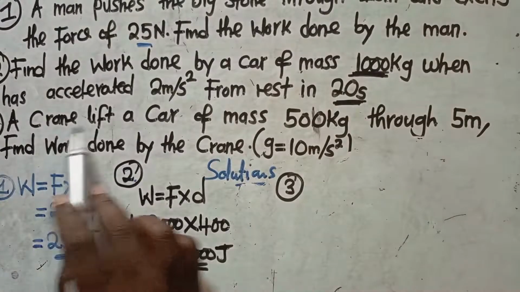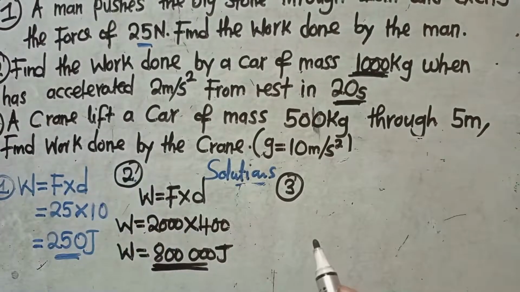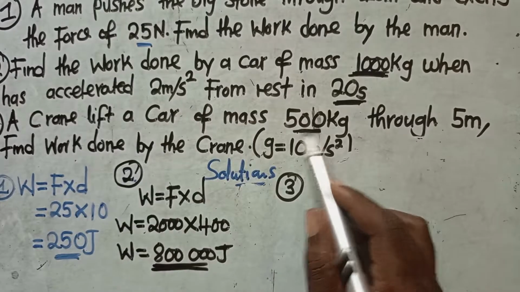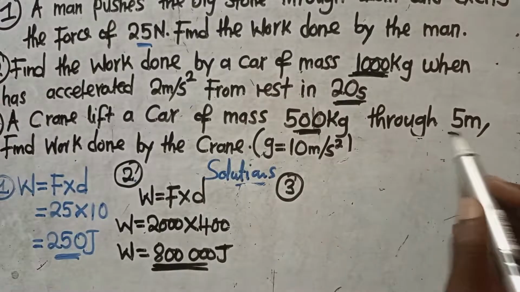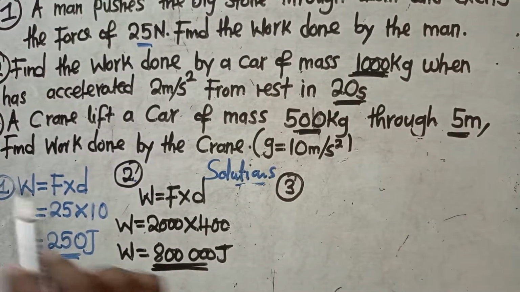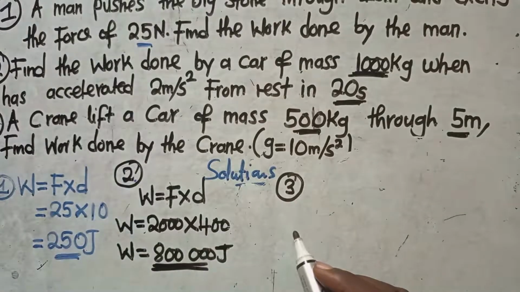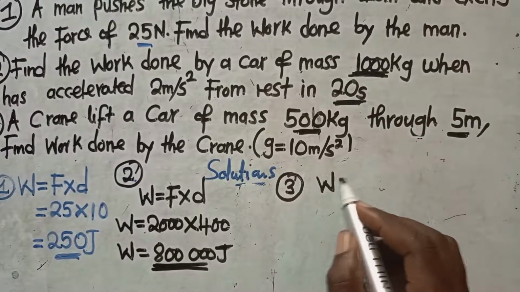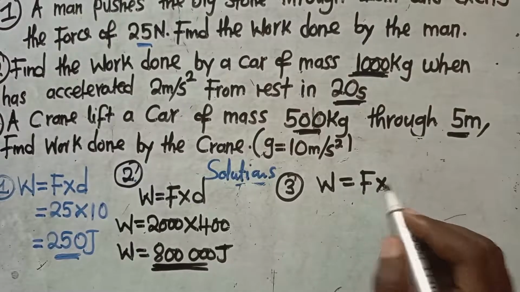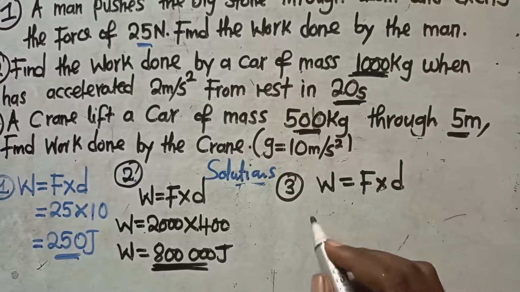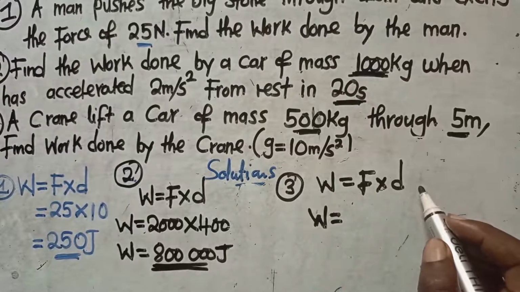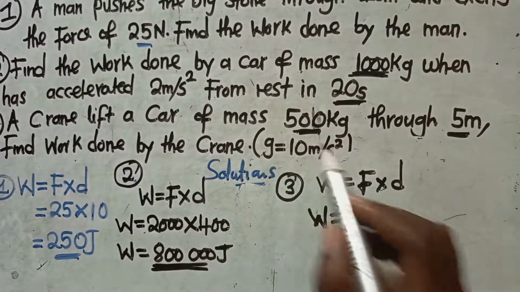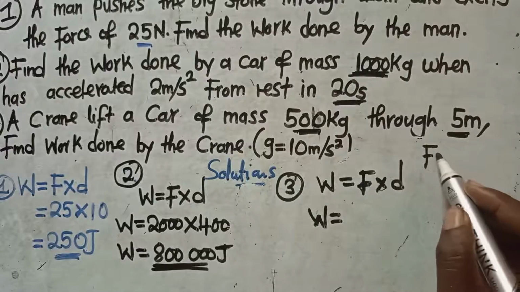A crane lifts a car of mass 500 kg. This is already in its appropriate SI unit. No need of converting. Through 5 meters. Find work done by the crane. Work done is equal to force times distance. Work done is equal to force. Am I given the force? No. That's why I'm told G is equal to 10. I'm able to calculate force.